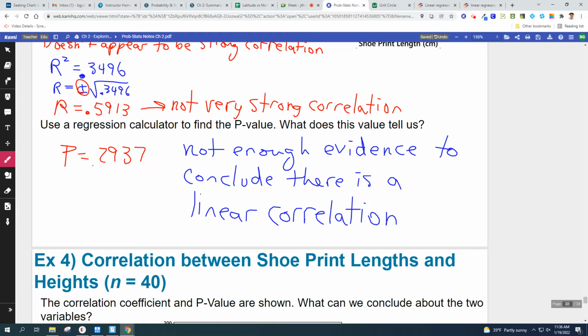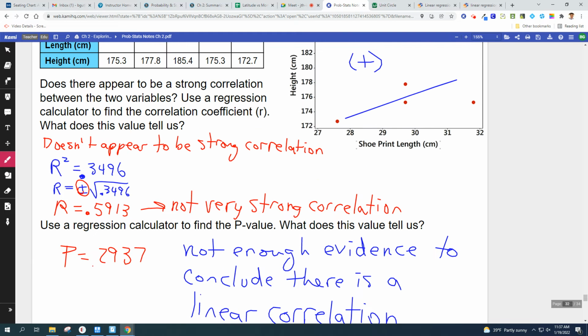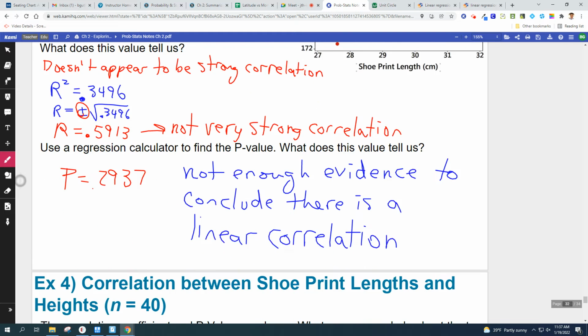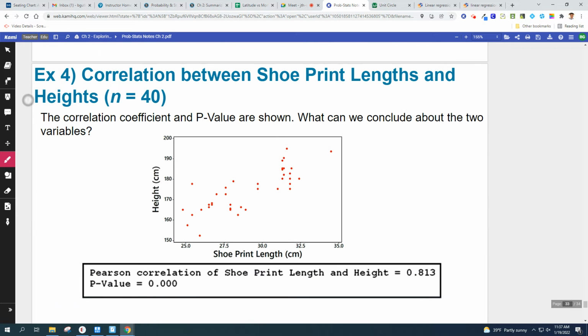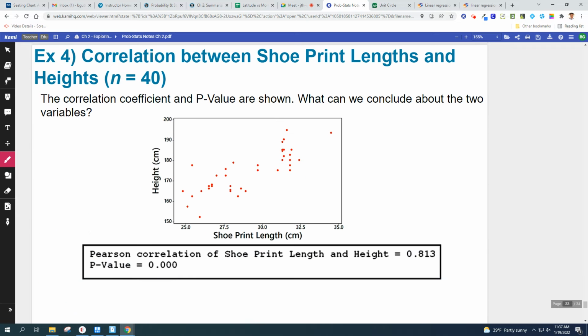Remember earlier when I was talking about stuff that happens by chance? Those dots could have just been there by random chance. We don't have enough evidence to conclude that there's actually this linear correlation.